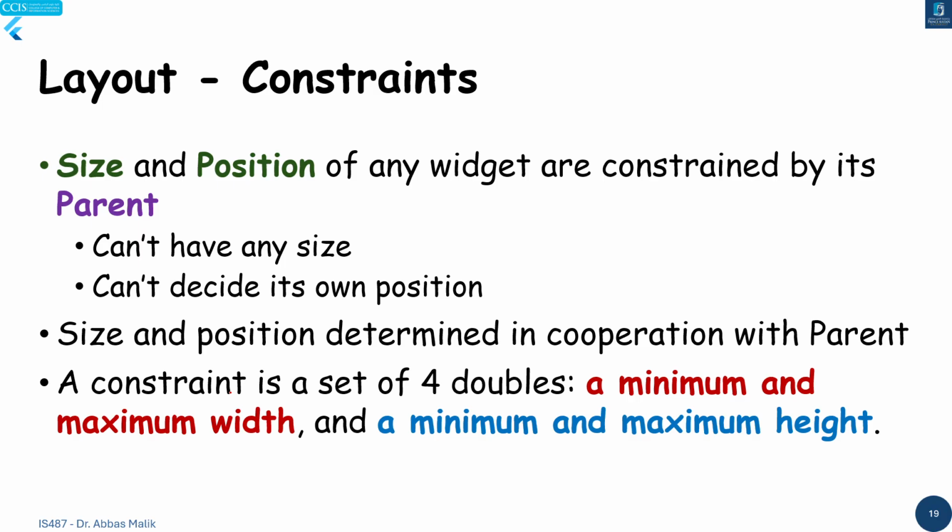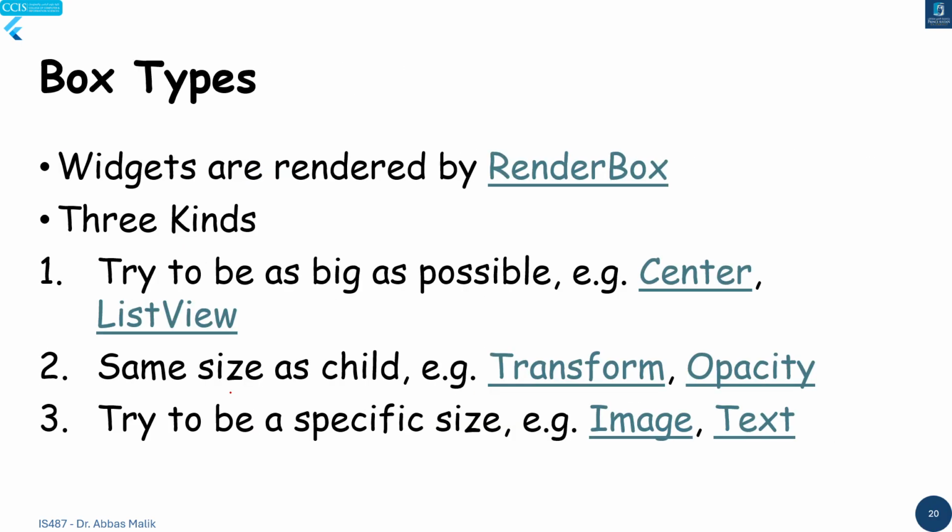Constraints are a set of four doubles. What are the doubles? The minimum and maximum width, and the minimum and maximum height. So this is one constraint we're talking about. Then everything that we see is a box, a rectangle. We have four sides. It could be a rectangle, it could be a square as well. But it is a four-sided figure.